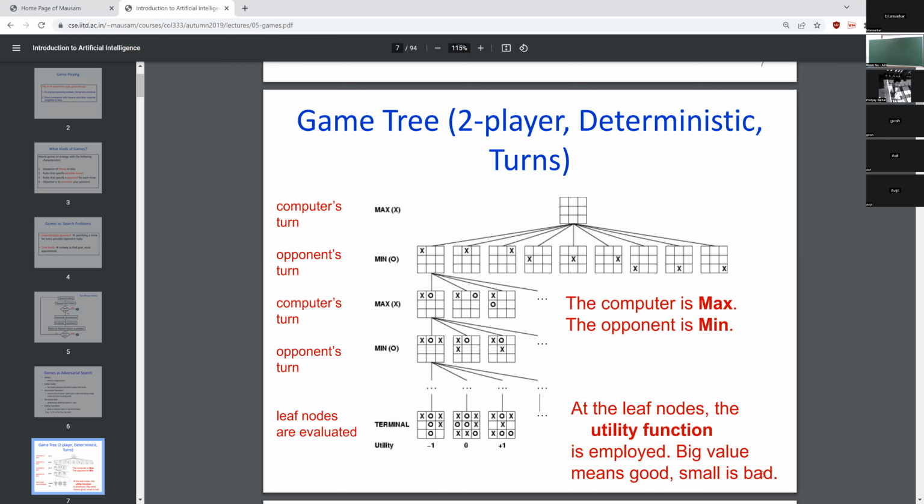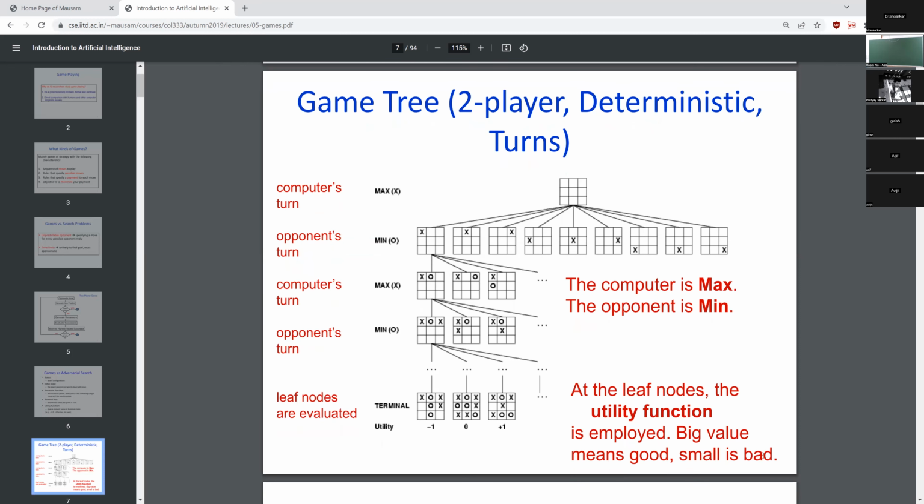The turn is not the AI agent's turn, but it is the opponent's turn. The opponent who is playing with a knot now has 8 options to put its knot. Right? If the AI agent has taken a cross in the leftmost upper top corner, then for that particular choice made by the AI agent, the opponent, which is shown by min, has 8 possible places to put the knot.